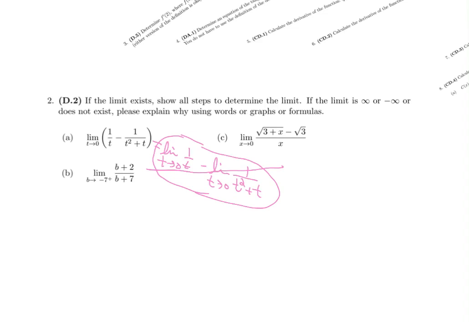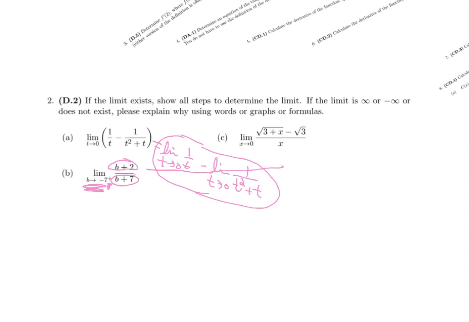For part B, you have to think about what's happening in the numerator and what's happening in the denominator as b gets closer and closer to -7 from the right. Some of you did some graphs to help you with that, which is a good strategy.